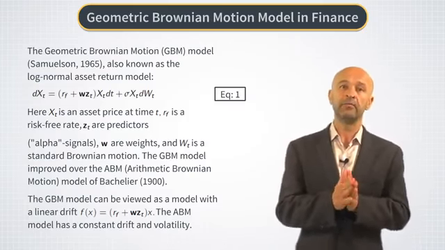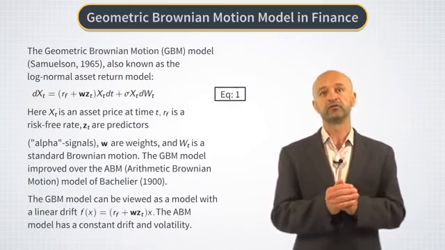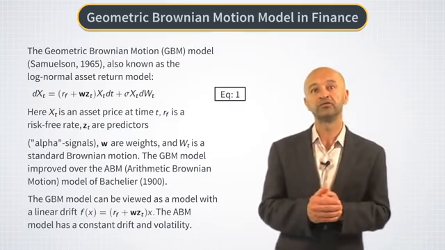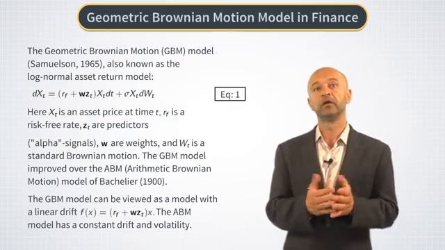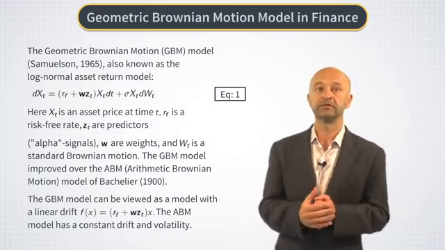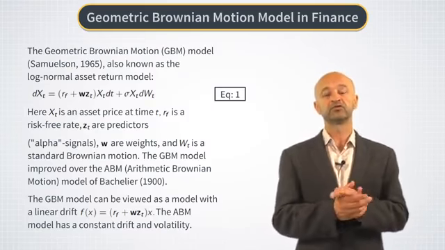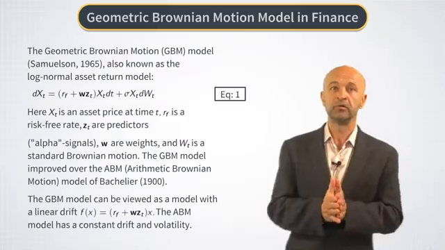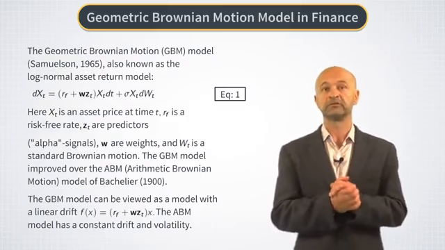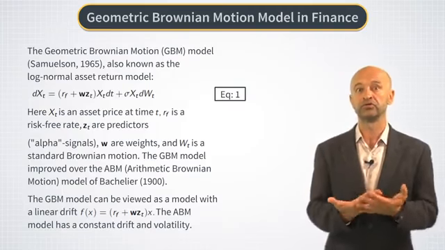Now, unlike the ABM model of Bachelier, the GBM model only admits positive values for the stock price x_t. And a simple way to see it is to know that the GBM model is equivalent to the ABM model for the log price instead of the price. And as the logarithmic function is only defined for positive values of its argument, this implies that the price in a GBM model can only be positive. So the price in the GBM model cannot be negative, which is good news.